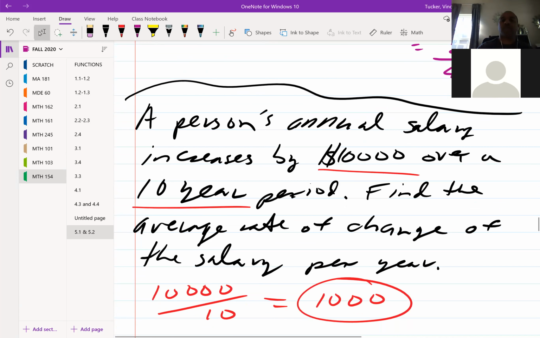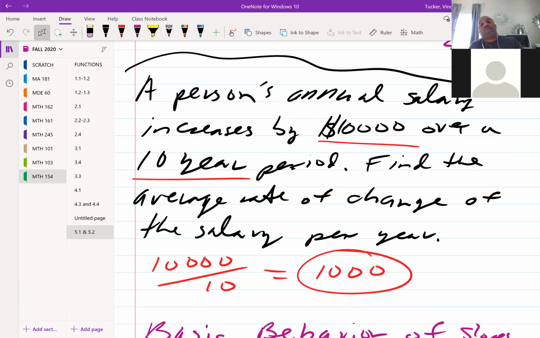All right. Next one, a person's annual salary increases by $10,000 over a 10-year period. Find the average rate of change of the salary per year. So it increases $10,000 over 10 years. So if you want to find the average in which it changes for every 1 year, you just divide by 10, and that'll be $1,000 per year. So you have 10,000 divided by 10, and so it's $1,000 per year. It increases at an average rate of $1,000 per year.